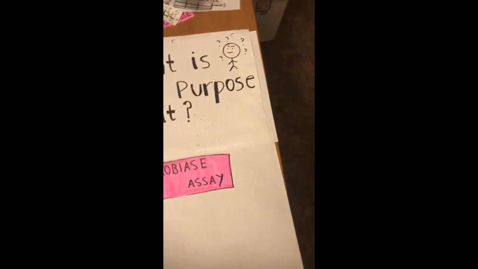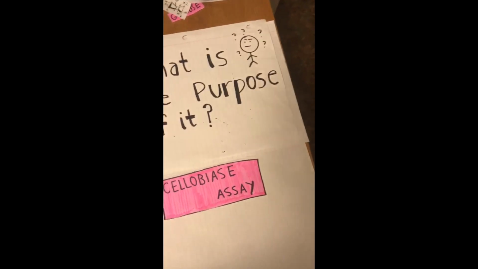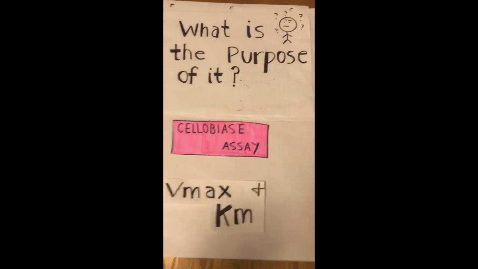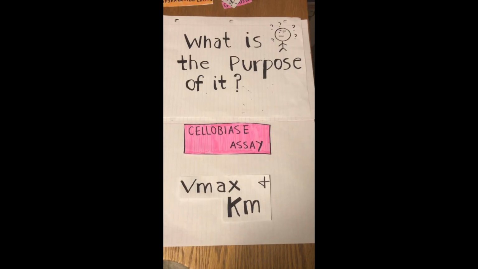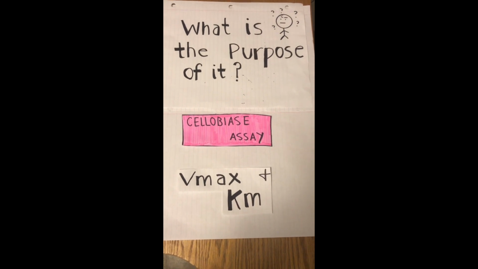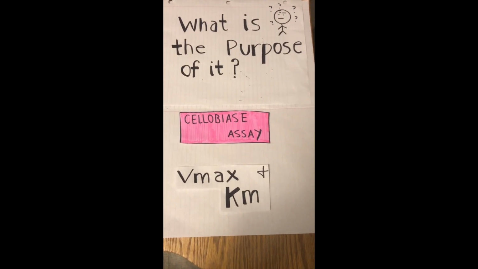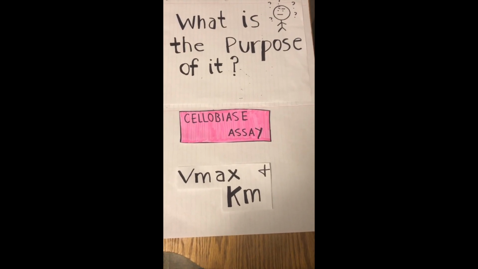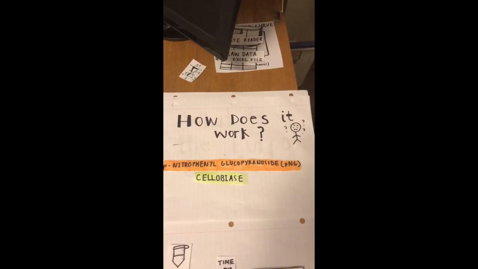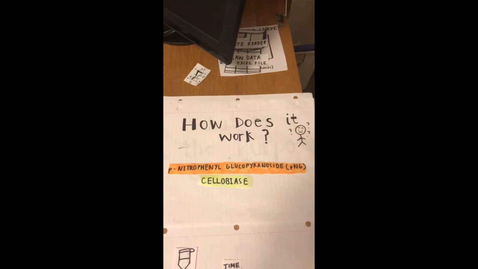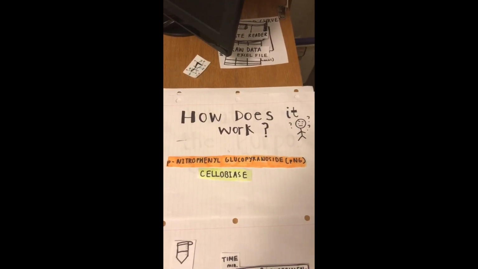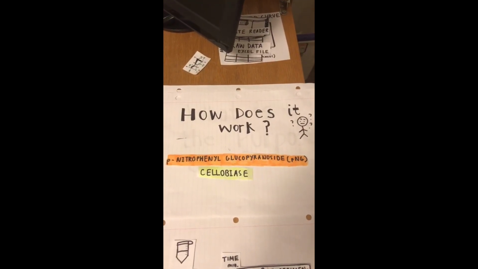Now, what is the purpose of this assay? The ultimate goal of this assay is to determine the Vmax and Km of cellobiase. Vmax tells us the rate at which cellobiase forms products, and Km tells us the affinity cellobiase has for its substrate. So to perform this assay, a set concentration of cellobiase will be mixed with differing concentrations of PNG.